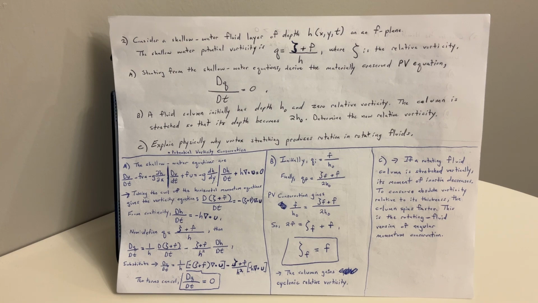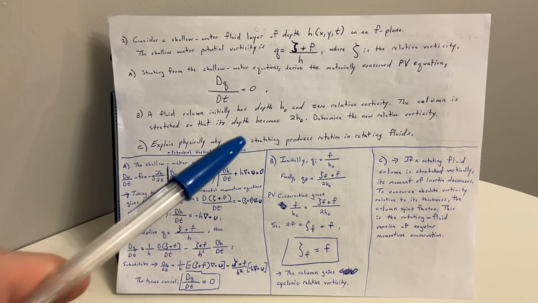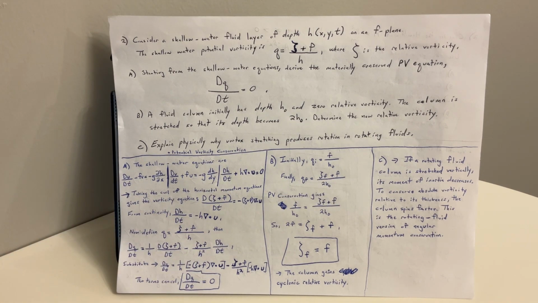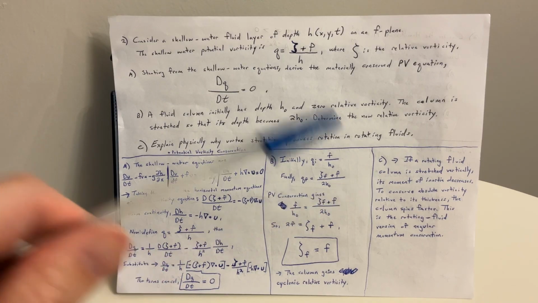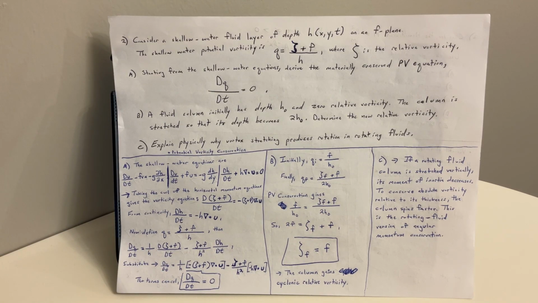Okay, and this is a potential vorticity conservation problem, so I should have been more mindful of this. If a rotating fluid column is stretched vertically, its moment of inertia decreases to conserve absolute vorticity relative to its thickness. The column spins faster. This is the rotating fluid version of angular momentum conservation. Okay, so that's good for that one.